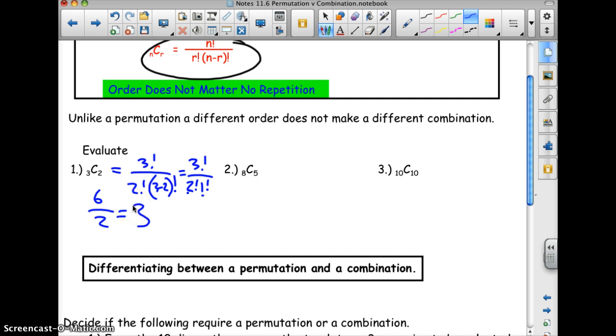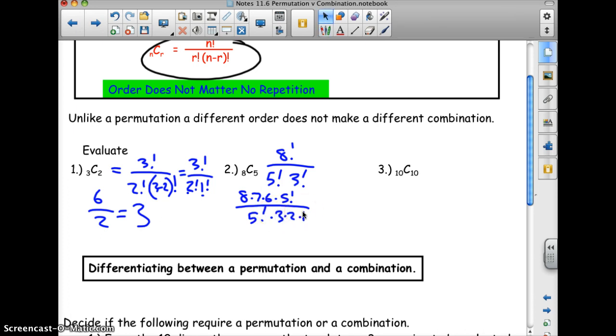Okay, 8C5. So you have 8 factorial over 5 factorial, and then what do I add to 5 to get 8? Well, 3. I'm going to rewrite this as 8 times 7 times 6 times 5 factorial over 5 factorial times 3 times 2 times 1. The 5 factorials cancel out, and 3 times 2 times 1 is 6, which will cross out with that 6. So it is simply 8 times 7, which is 56.